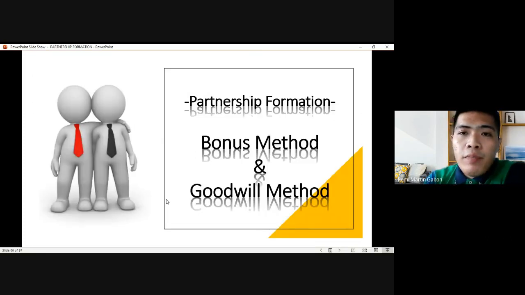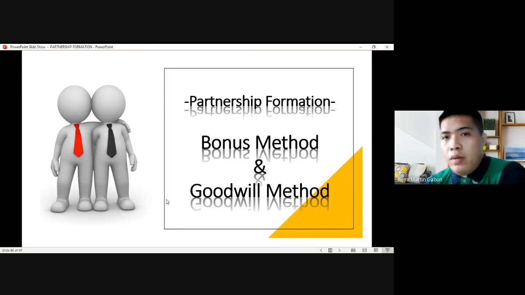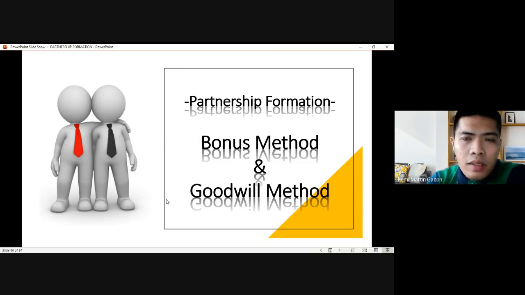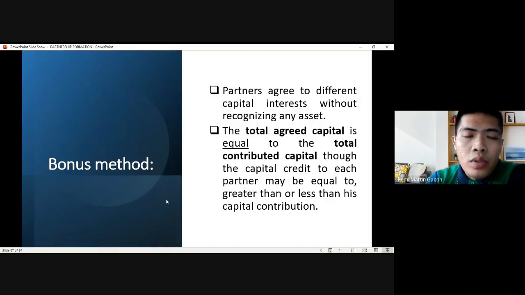So, partnership formation, we have to consider the so-called bonus method and the goodwill method. Okay? Meron ba ganyan, sir? Meron. So let's start with the bonus method. In the bonus method, partners agree to different capital interests without recognizing any asset. So parang nag-a-adjust lang sila dun sa capital nila.